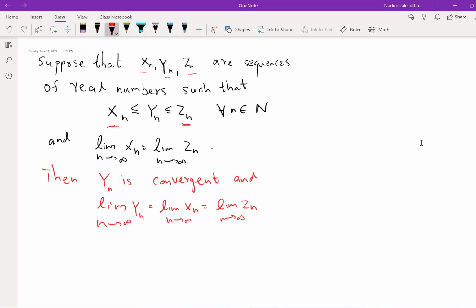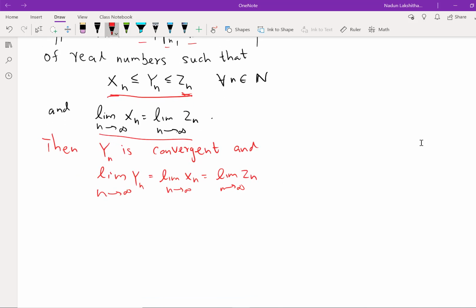And not only that, the limit of both the larger sequence and the smaller sequence are the same. The limits of xn and zn are the same. So given that they have this increasing order, and the limits of the lower sequence and the larger sequence are the same, then the limit of yn is the same as the limit of xn and zn. The limit of all three sequences is the same and they are convergent. Okay, so that's the squeeze theorem.